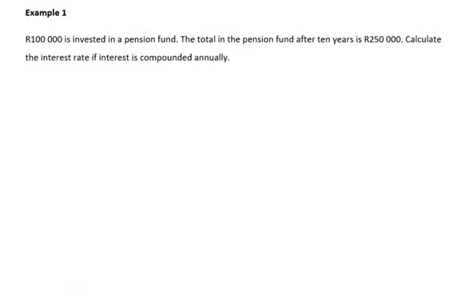So example number 1 says, 100,000 Rand is invested in a pension fund. The total in the pension fund at the end of 10 years is 250,000 Rand. Calculate the interest rate if it is compounded annually. So that means it's compound interest. So the moment I see compound interest, I write down my formula. A equals P(1 plus i)^n. It's given to you on your formula sheet, and so you don't have to worry about remembering it.